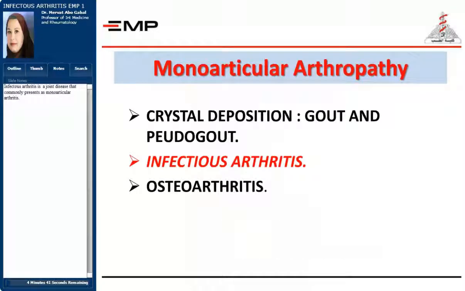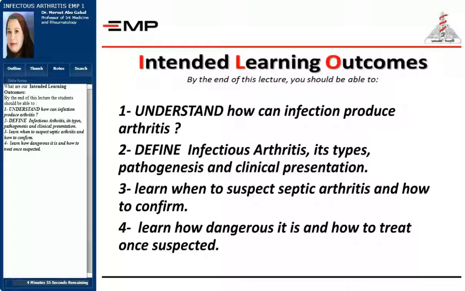Infectious arthritis is a joint disease that commonly presents as monoarticular arthritis. What are our intended learning outcomes? By the end of this lecture, the students should be able to understand how infection can produce arthritis, define infectious arthritis, its types, pathogenesis, and clinical presentation. Learn when to suspect septic arthritis and how to confirm. Learn how dangerous it is and how to treat once suspected.